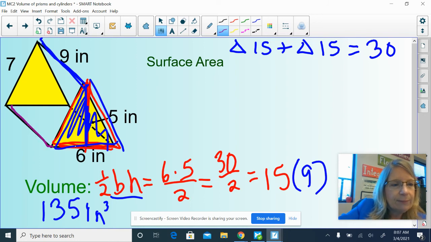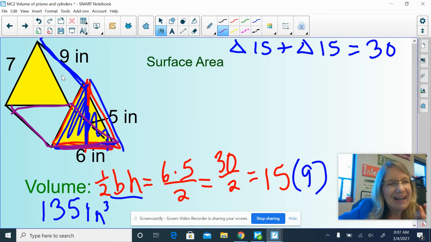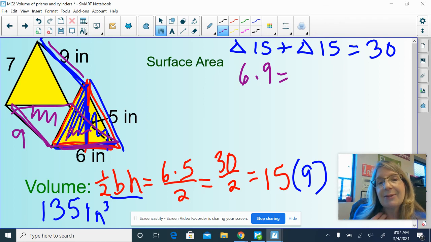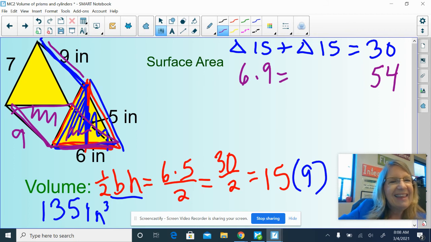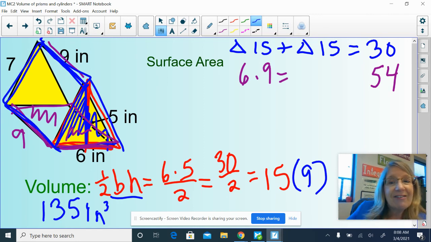The bottom looks like 6 by, if this isn't, oops. Oh dear, just stay with me, guys. Let me pull it back. The bottom is 6 by 9 because the top was a 9. So the bottom is 6 times 9. 6 times 9 is 54. And then let's see, the side facing us is 7 by 9. So 7 times 9 is 63.